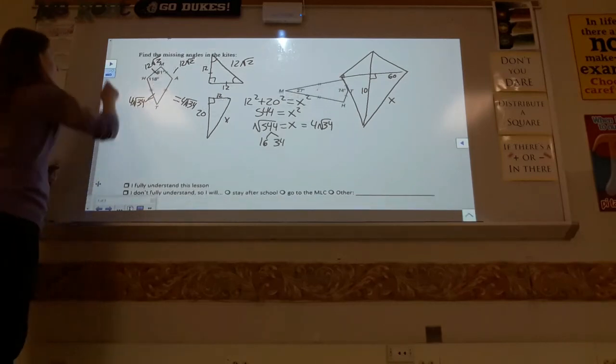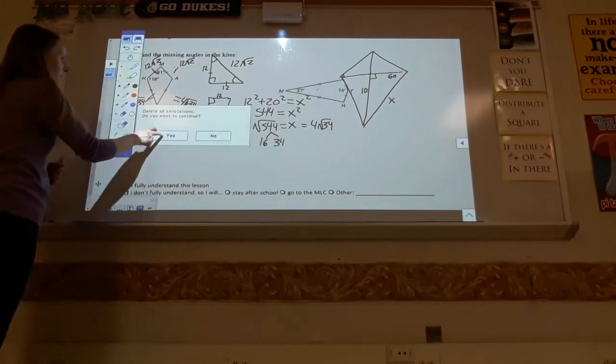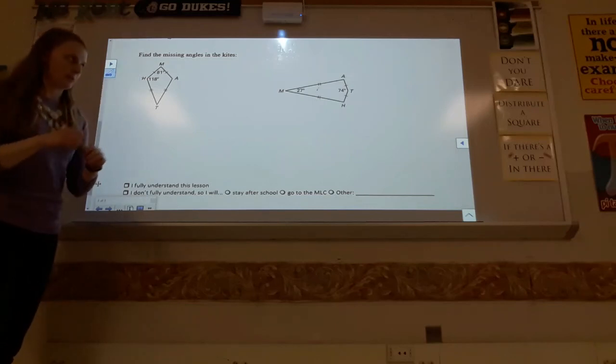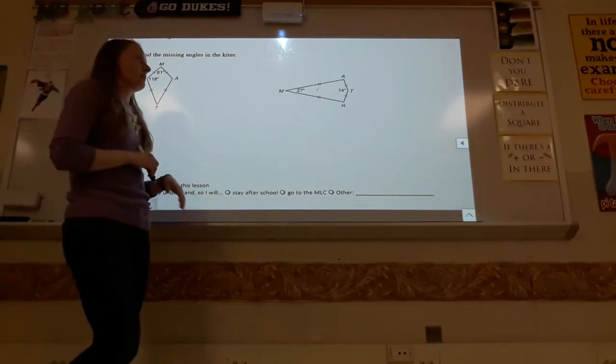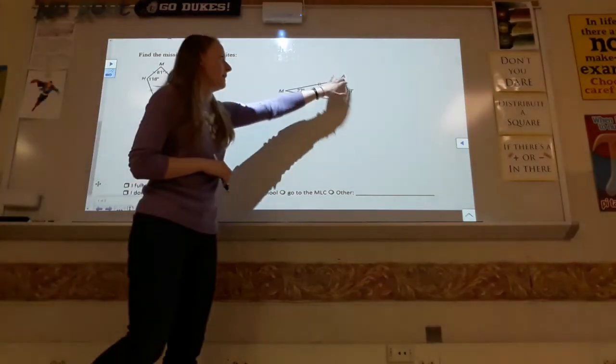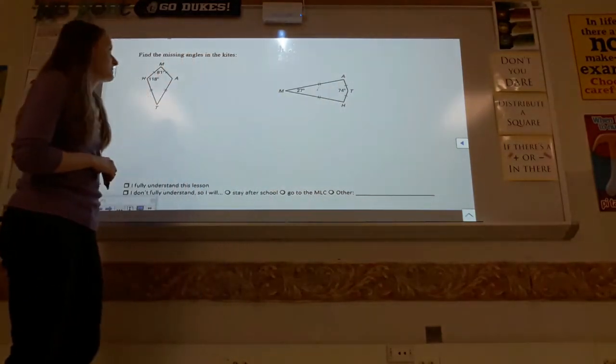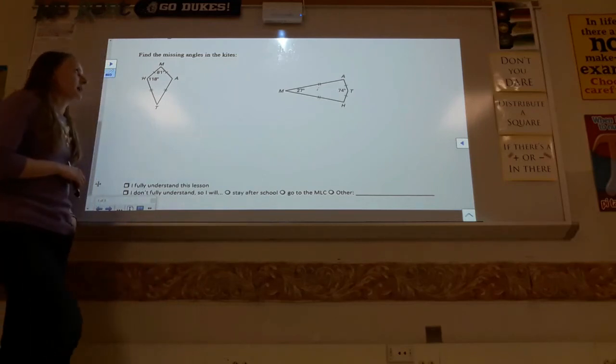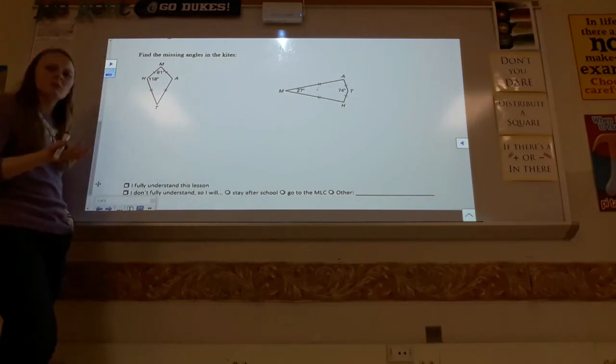All right, last questions here. Still kites, but these are diagonal-less kites. They don't have their diagonals in them. So I'm going to be looking for the missing angles here. So angle A and T here, and then A and H right there. This one's interesting. I like how they don't have the diagonals here, but we're kind of using them still.